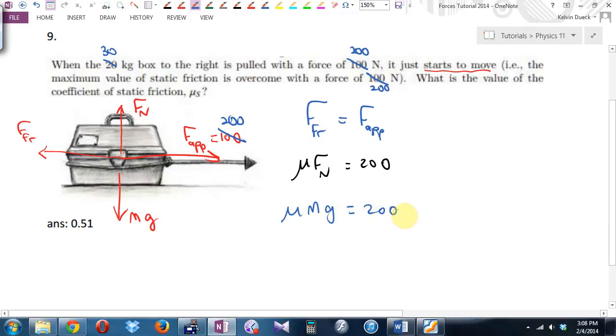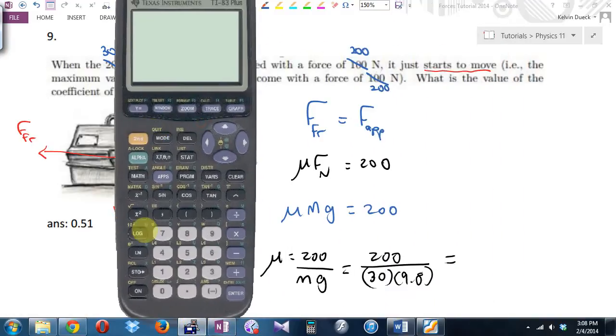What am I trying to find? How would I get the mu by itself? So in this case, mu is going to be 200 divided by, I changed the mass, I made it 30 and 9.8, and hopefully I get an answer that isn't ridiculous. By the way, since I'm making up numbers, some of these answers might just be stupid answers, but such is life. 200 divided by 30 times 9.8.